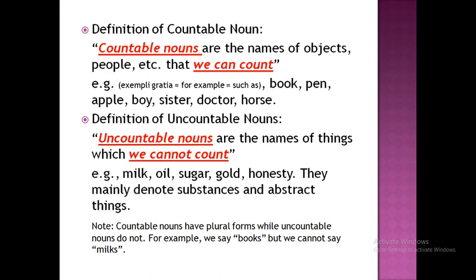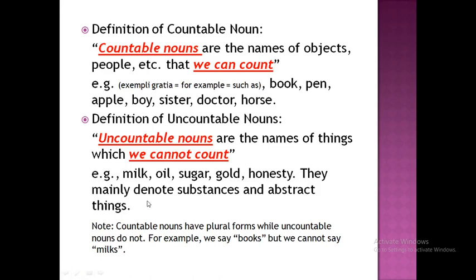And what are uncountable nouns? Uncountable nouns are the names of things which we cannot count, जो हम count नहीं कर सकते. Is it possible for us to count the milk? Is it possible for us to count the oil? Please do not get confused with measurement. मिल्क को मेजर किया जा सकता है, तोला जा सकता है, ऑयल को तोला जा सकता है, बट हम इसे काउंट नहीं कर सकते. We cannot say oils, milks, sugars, golds, or honesties. So these all are uncountable nouns, which we cannot count.